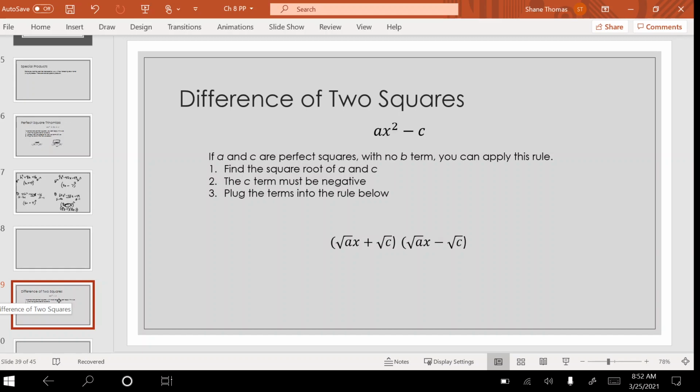In this case, it's very similar to the last one, except we have to have 1 plus, 1 minus. It's the same two numbers, but 1 plus, 1 minus. So it might be x plus 2, x minus 2, for instance. And again, this only works if you have a minus c. If it's a plus c, you cannot use this rule.